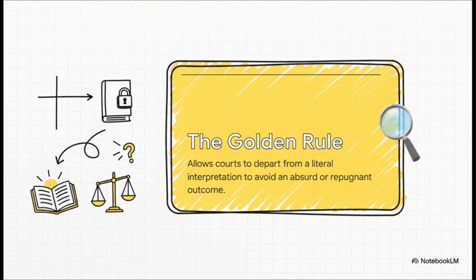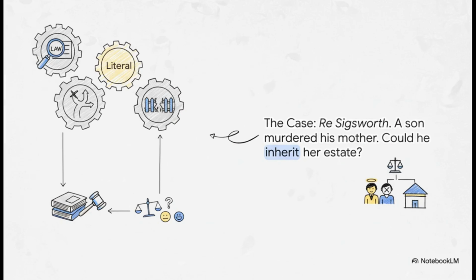The golden rule is basically an exception to the literal rule. It says, hey, if following the literal meaning leads to a result that is just completely absurd or morally wrong, the court can tweak the meaning just enough to avoid that terrible outcome. And to see this rule in action, let's look at a really powerful case called Re Sigsworth. The facts are pretty grim. A son murdered his own mother. Now, his mother didn't have a will, and the law at the time said that, if that's the case, her only child inherits everything.